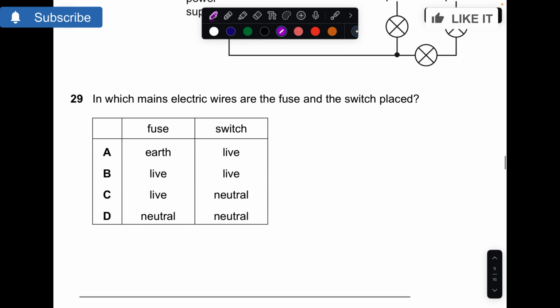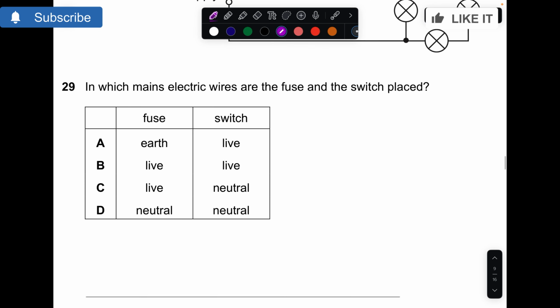In which main electric wire are the fuse and the switch placed? Fuse and switch both are placed in the live wire. It's option B that is correct.